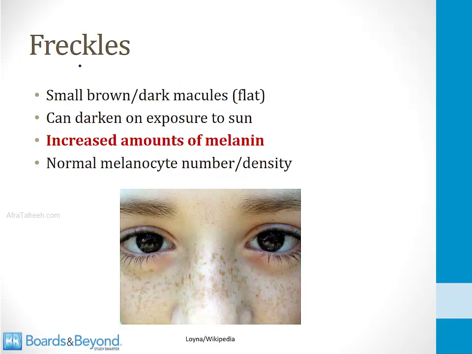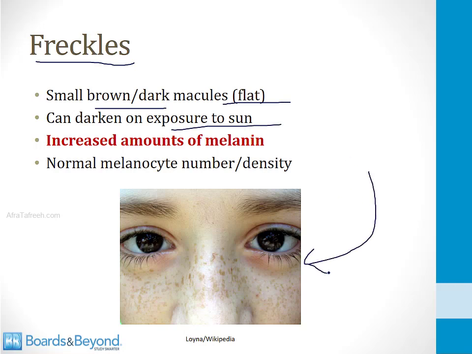So most of you probably know people who have freckles, or you may have freckles yourself, and this is the classic example of a skin finding related to the pigment melanin. Freckles are small, brown dark macules. They are flat, and they can darken on exposure to the sun. This is a picture of a person with freckles on their face. And what causes freckles is increased amounts of melanin.